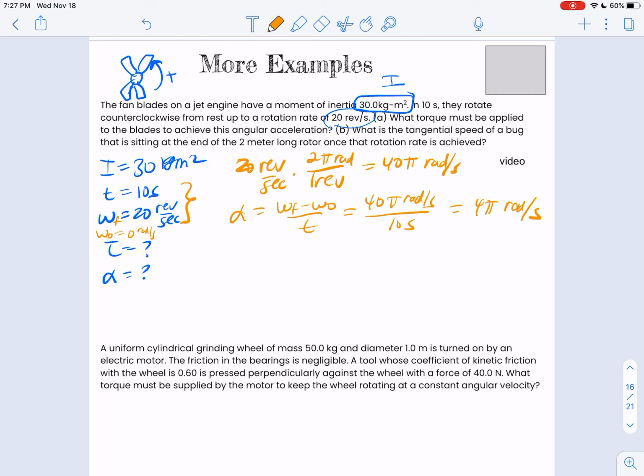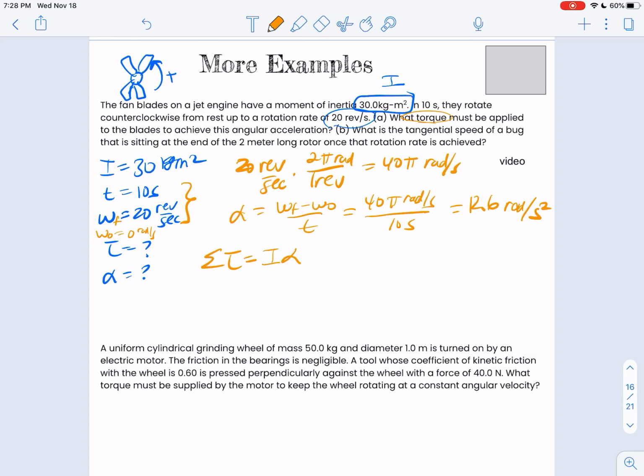And I can just get that as a number. What the heck? 4 times 3.14 is 12.6. Let's just round it. 12.6, radians per second squared, because it's radians per second. Now if I need to know the torque, I'll do the sum of the torques equals I alpha.